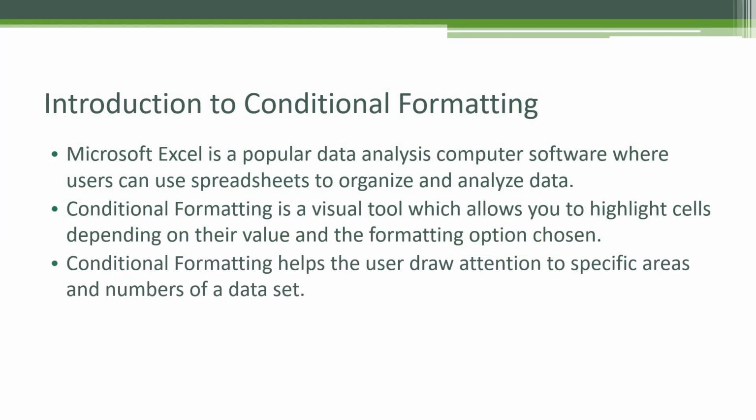So first, I should introduce you to Microsoft Excel in case you're not familiar with the product. It's a popular data analytics software where users can create spreadsheets to organize and analyze data. Within that, there's conditional formatting, which is a visual tool which allows you to highlight cells depending on their value and the formatting options that you choose. So when they're highlighted, they'll change colors, and this will display certain different characteristics that you're trying to show the viewer.